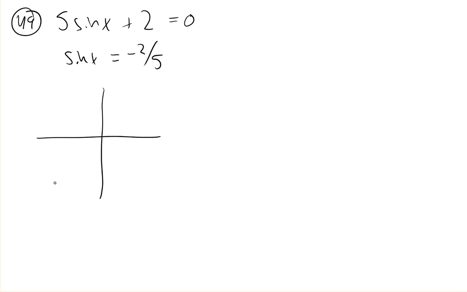When we memorize the unit circle, we can't memorize all 360 degrees. I mean, that's just not realistic. I guess you could, it would just be kind of unnecessary. But sine goes up as much as 1 and down as much as negative 1, so it hits negative 2/5 somewhere. Unfortunately, I just don't know what that angle is.